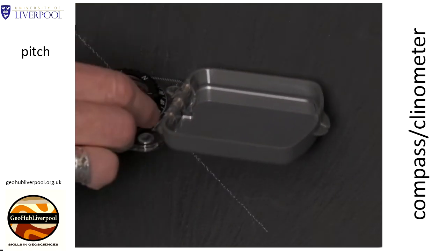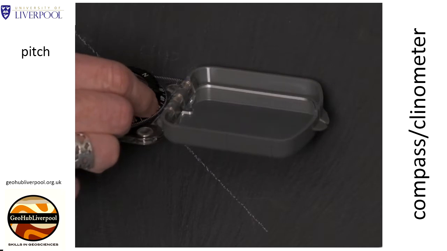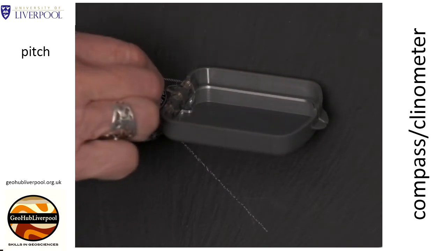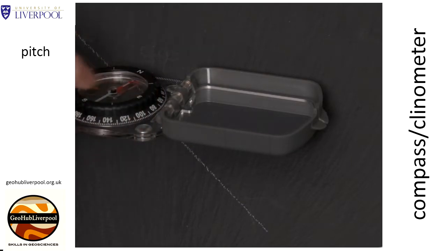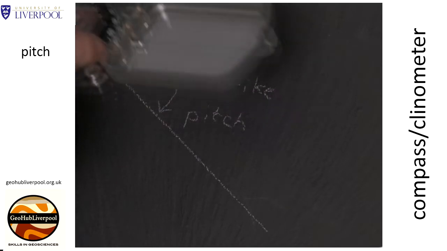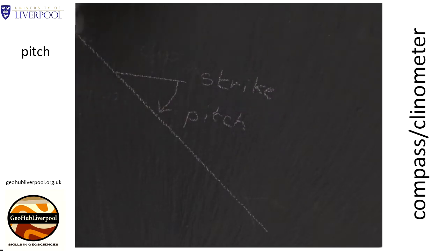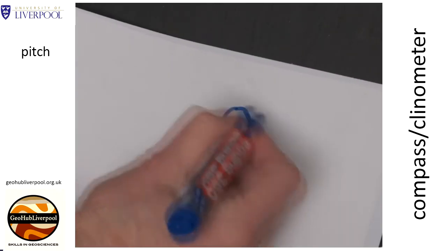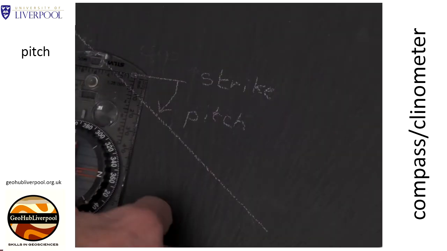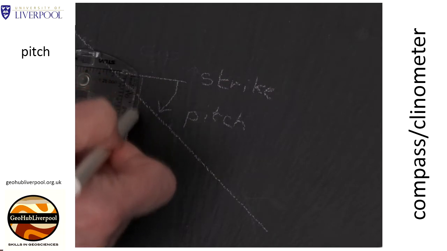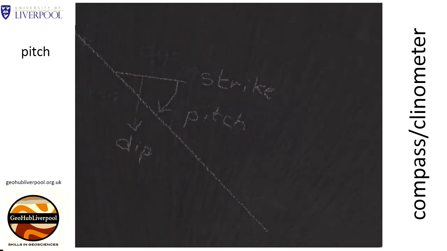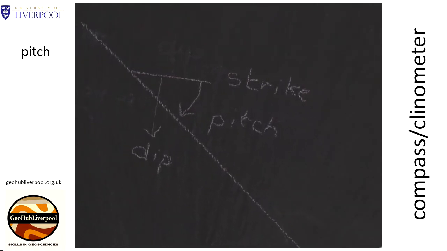Keep the plane of the compass clinometer horizontal and rotate the base plate until the north needle corresponds to the arrow on the base plate. Read off the measurement. In this case, it's 066 degrees. Record the measurement in your field notebook. Remember, the dip direction is at 90 degrees to the strike, and I've drawn the dip direction on the surface as a reminder. Now measure the dip of the plane.